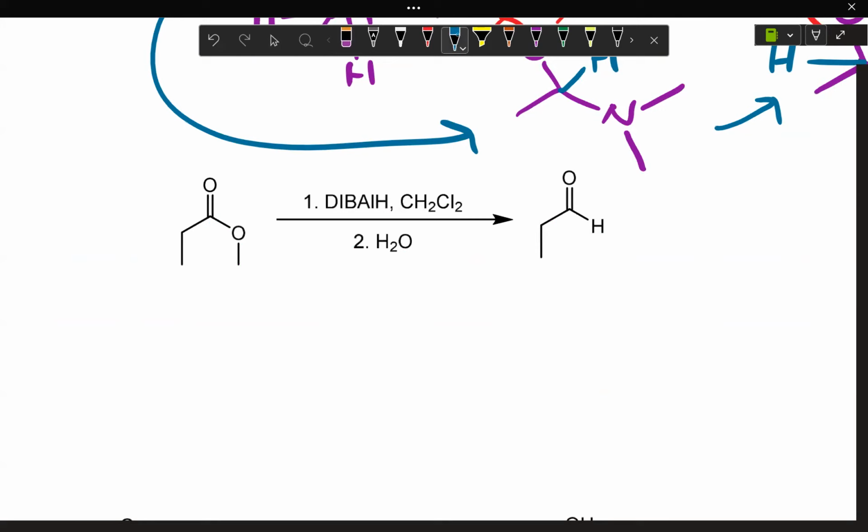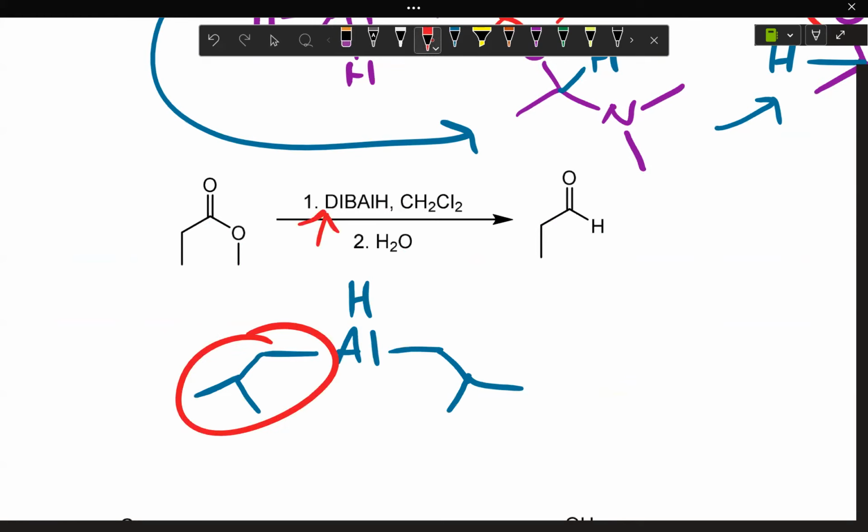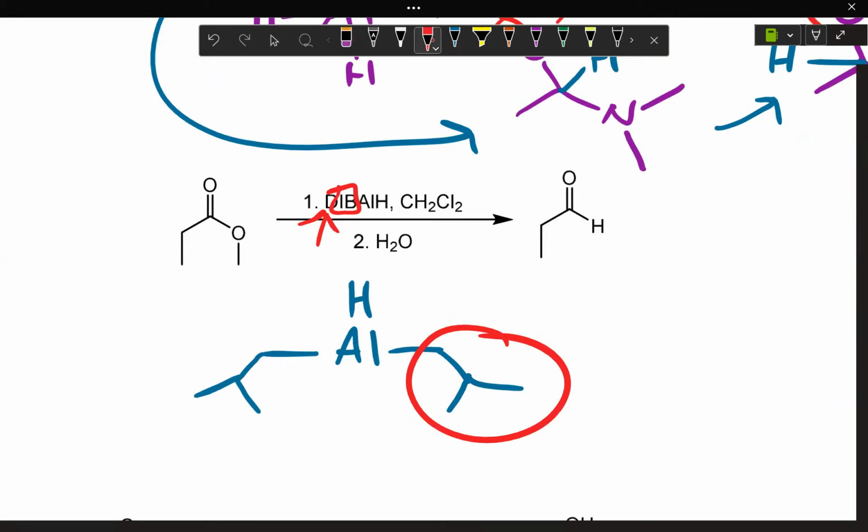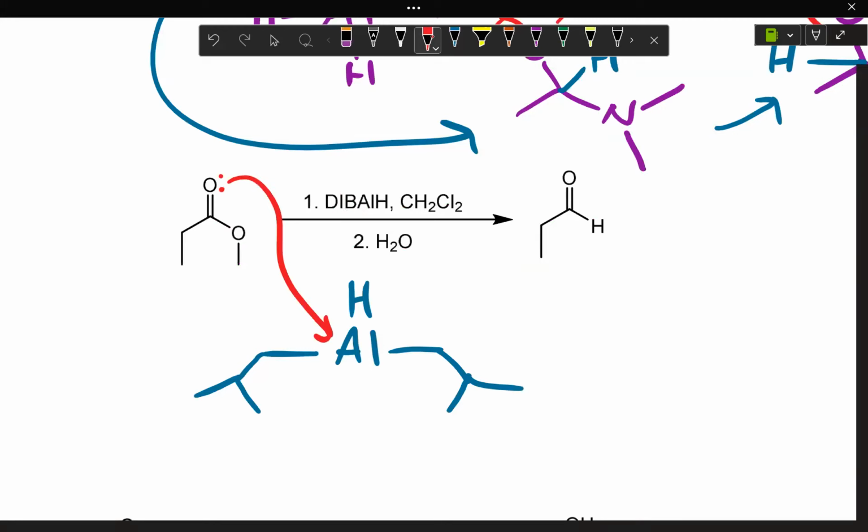So that's going to look like this. And then we have a hydrogen here. These are isobutyl groups, so that's why it's di for 2. This is isobutyl because these are isobutyl groups, and then aluminum hydride, which is here. So that's why it's called Dibal H. So in the first step, we are going to have this oxygen attack the aluminum.